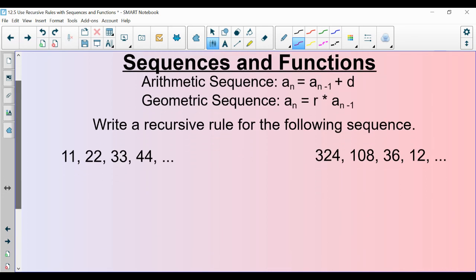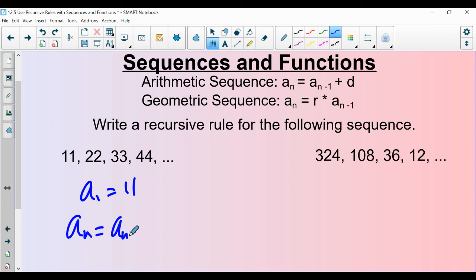Here would be some easy ones for you to try. Pause it, see how you do. I'm going to quickly write them. So pause it here, try them. This one would be a sub 1 is equal to 11, and a sub n is equal to a sub n minus 1 plus 11.